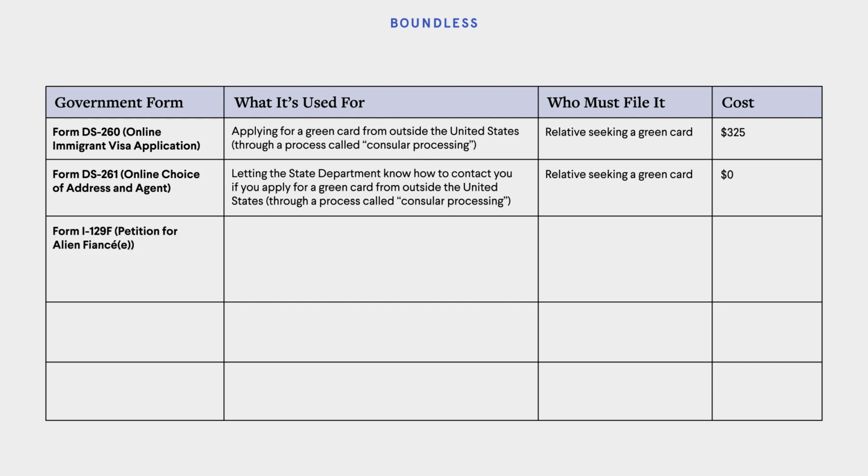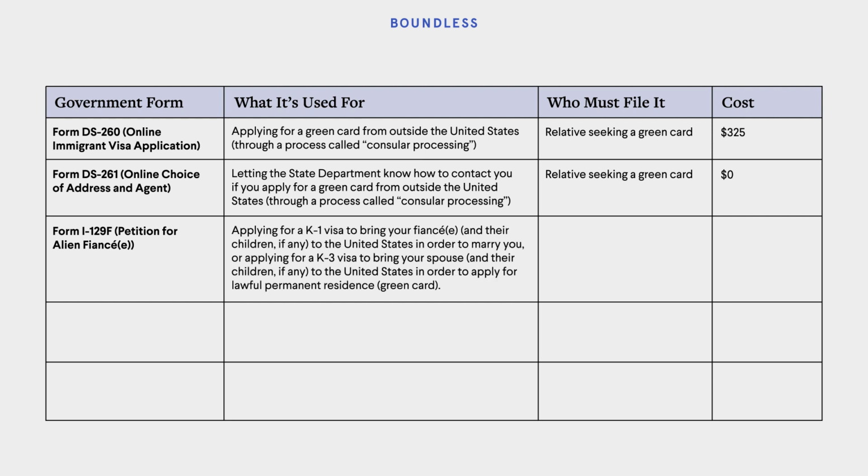Form I-129F, Petition for Alien Fiance. This is the form that K-1 applicants will use to bring their fiancé, plus any children with them, to the United States. It can also be used by K-3 applicants to bring their spouse, plus any children, to the U.S. in order to apply for lawful permanent residence. The sponsoring relative, U.S. citizen or green card holder, is responsible for filing this form, and it will cost $535.